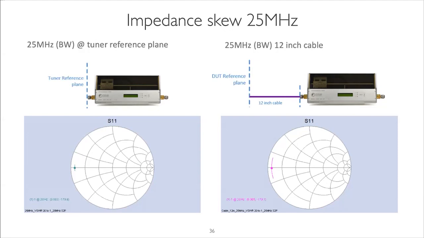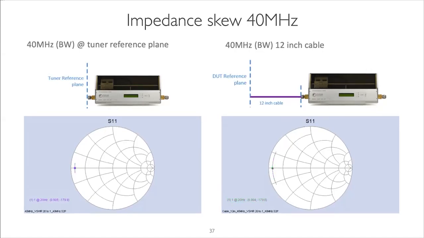So as you add, here on the right, we see a 12-inch cable. And now at the end of this cable, for the same 25 megahertz signal, that impedance skew gets much larger. Now, some people will say, well, a 12-inch cable is a very long cable, but I've seen scenarios with a 3-foot cable. So this is just to give you a feel of how much of a phase shift you can get by adding some electrical length between the tuner and the device. Here's 40 megahertz, so proportionally bigger. Again, on the left, relatively small, versus 40 megahertz on the right. So this is a problem.